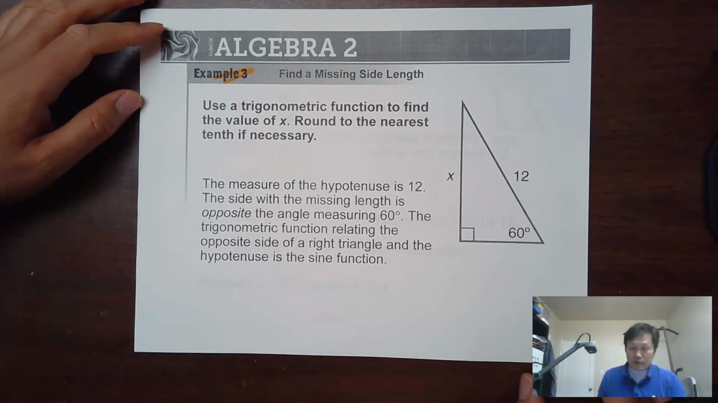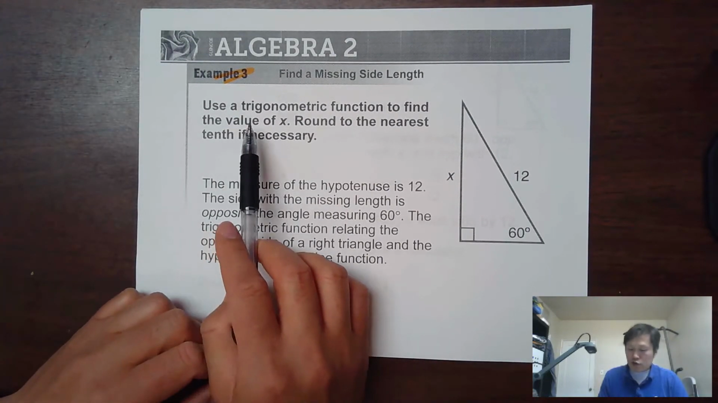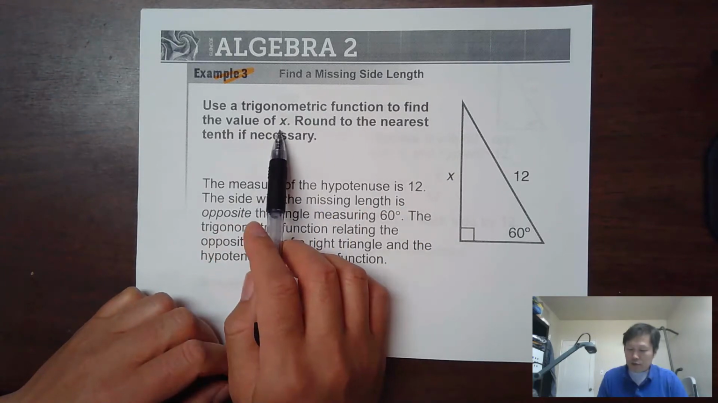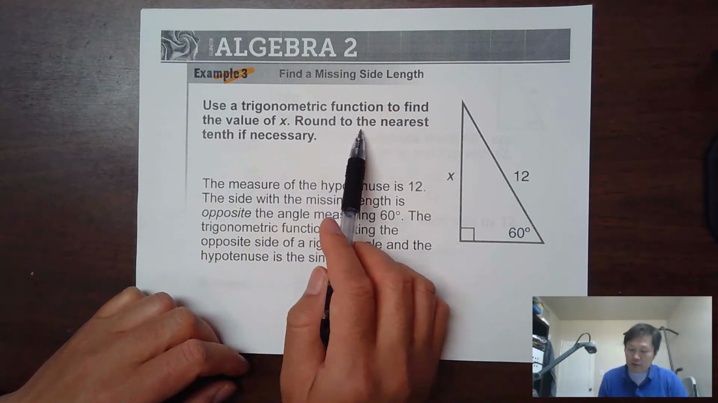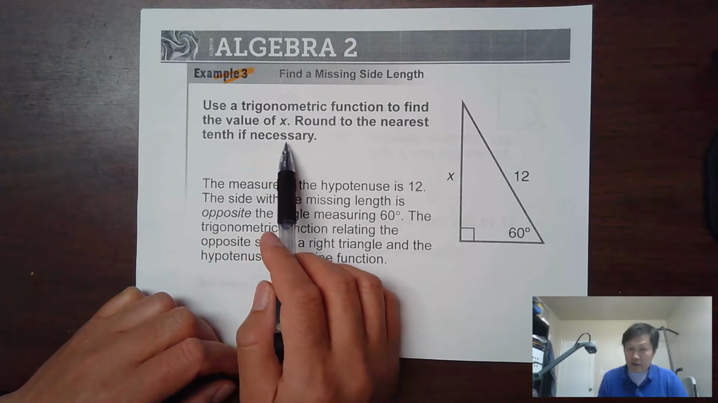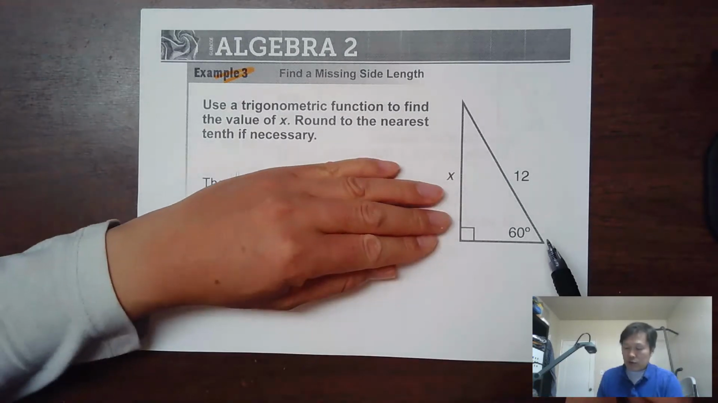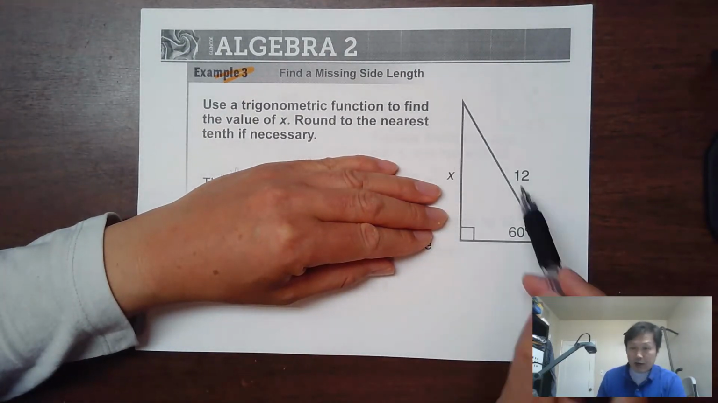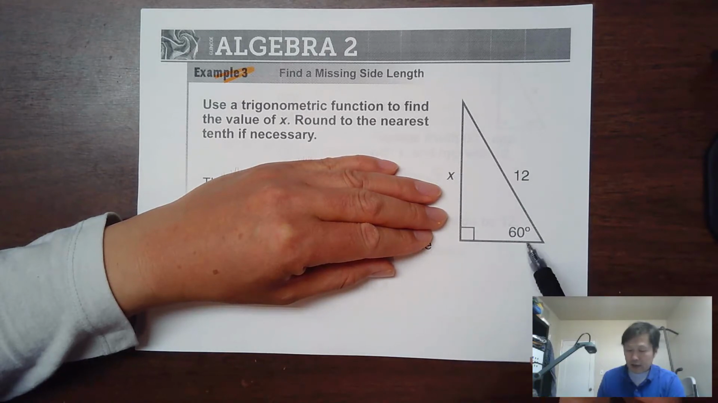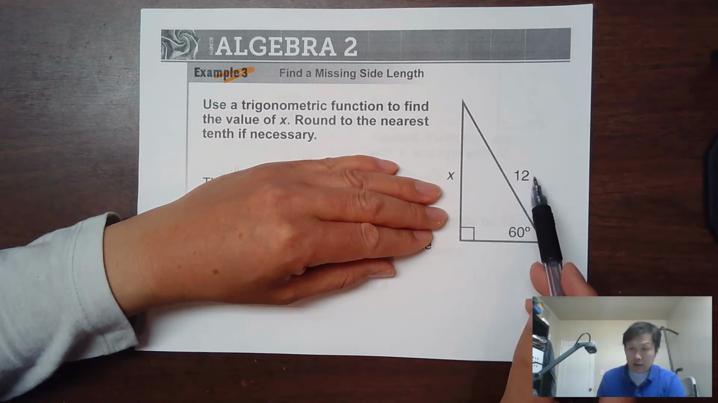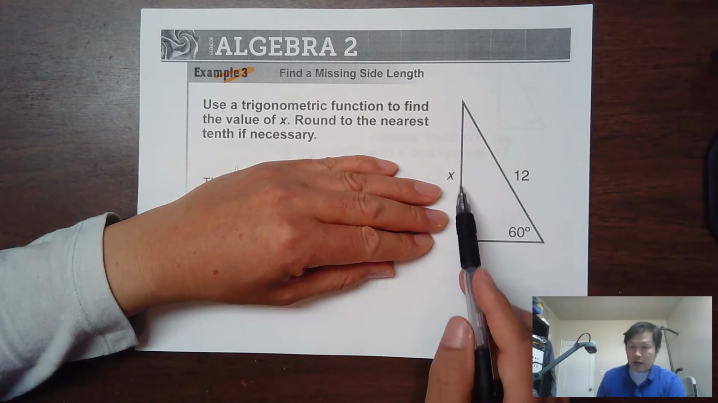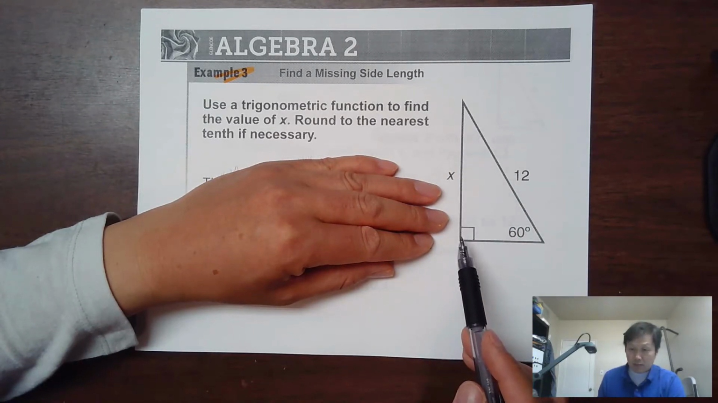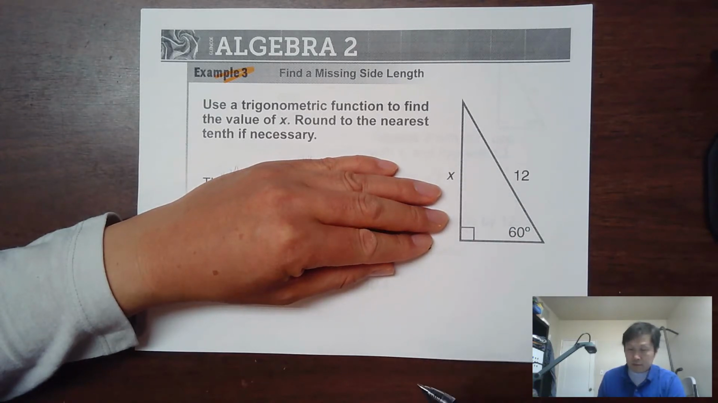The first example I want to explain is: use a trigonometric function to find the value of x. Round to the nearest tenth if necessary. So what's the given information? There's a right triangle. We gave you an angle and a length, and we are asking you to find the length of one side.